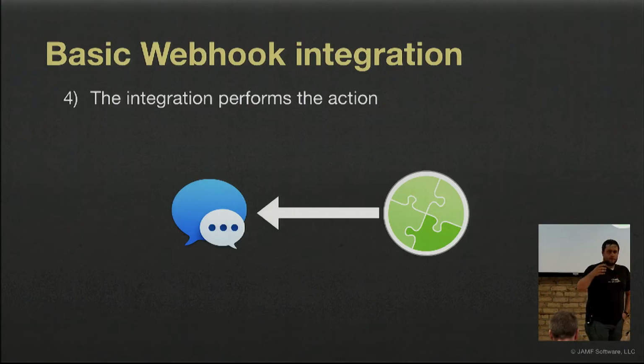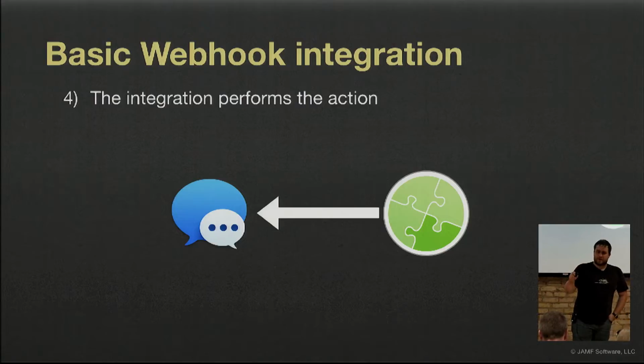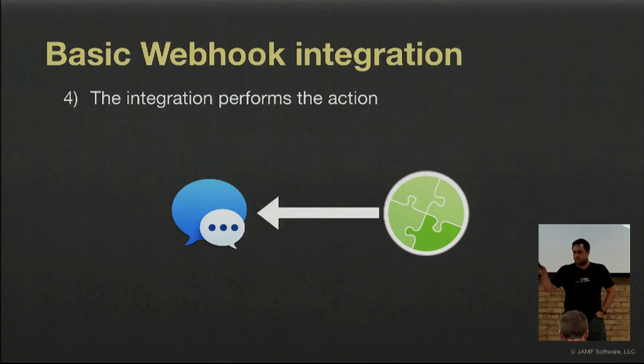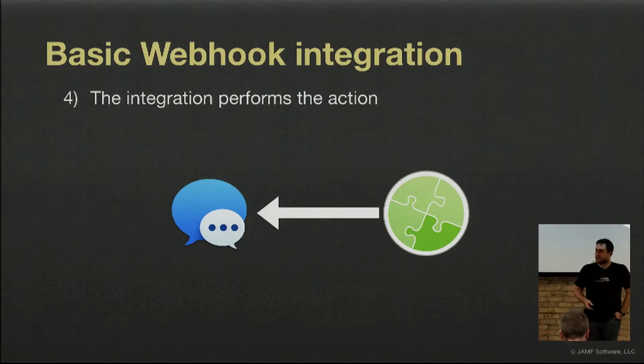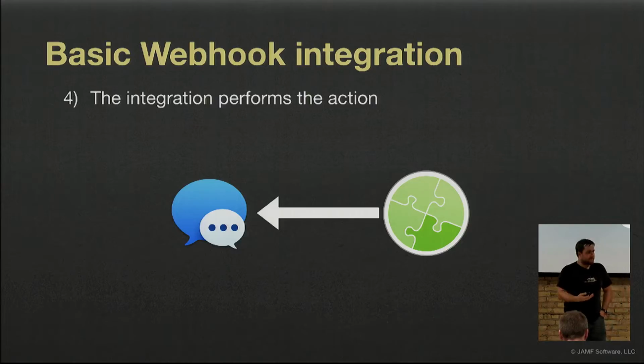Webhooks come in, your integration processes them into the format that HipChat, Slack, or whatever uses, and then shoots it back out to the chat room or channel that you want to receive that notification. It's about the simplest that you can possibly make it.